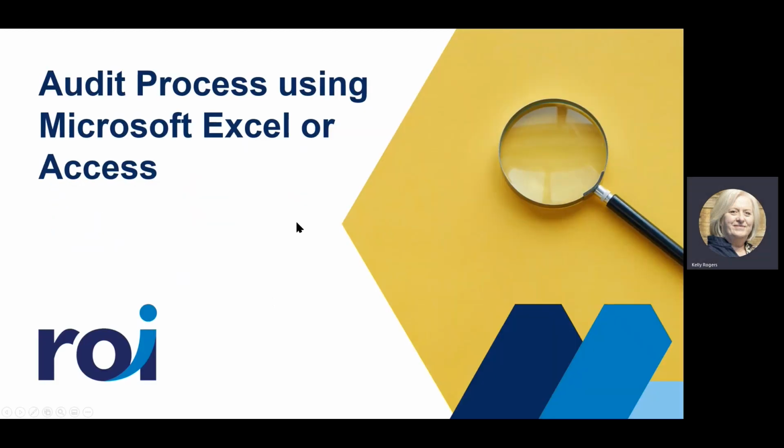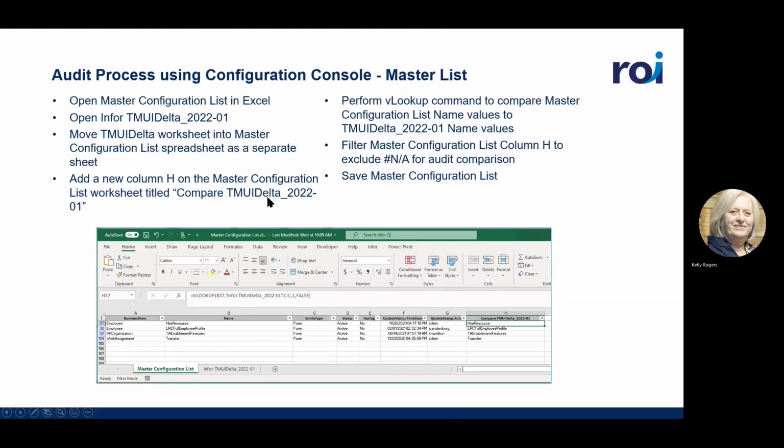All right, we're ready now for the audit process using either Excel or Access methods. So initially, let's open up our Excel, opening the master configuration list document. Then we're going to want to open the Delta document that we created. And we then want to move the UI Delta spreadsheet into a worksheet into the master configuration list so we can perform our comparisons.